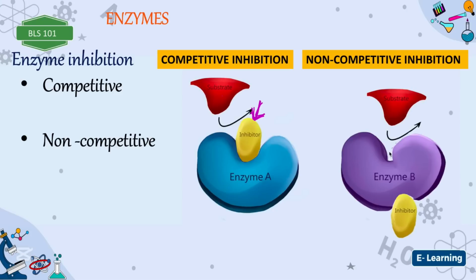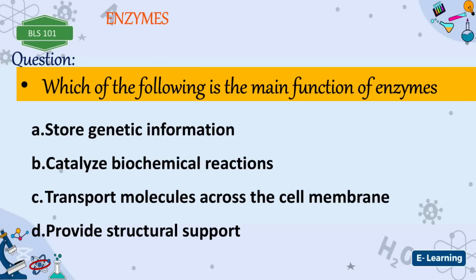Are you getting it? One, competitive binds to the active site directly. The non-competitive binds to somewhere else, but its binding to that place will now change the shape of the active site of the enzyme, and the substrate can no longer what? Attach. Are you getting it now? So that is the difference between competitive and non-competitive inhibitor.